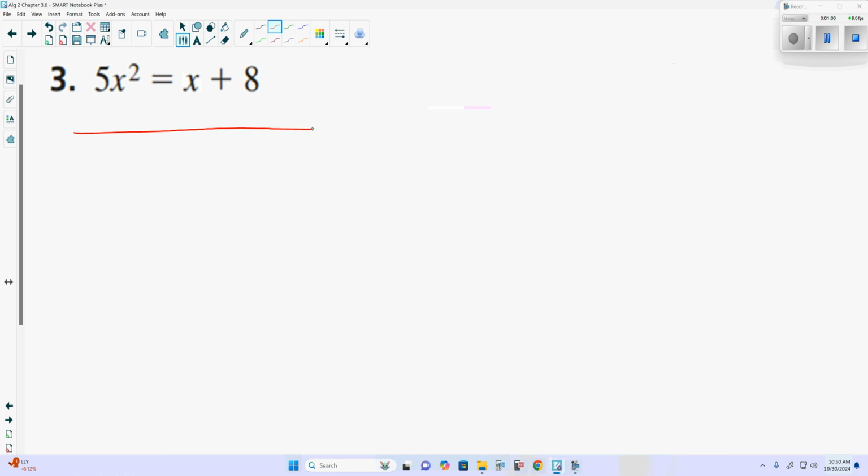Which one do we want to move? The 5x? We can move the 5x squared. We can subtract it from both sides. Because negative 5x squared plus x plus 8 is equal to 0. Because we want to put it... Yep, that one right there. Yeah, just went one too many. Yeah, it took me a second too.